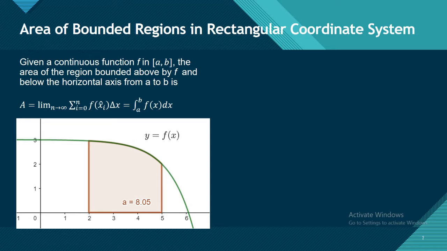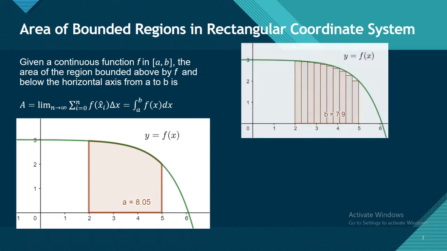So let's say, for example, we are interested in the area of this shaded region bounded above by a continuous function, bounded below by the horizontal axis, from A to B. So the area of that region is equal to the integral of f of x dx from A to B. But before we were able to get there, this is actually what we did.